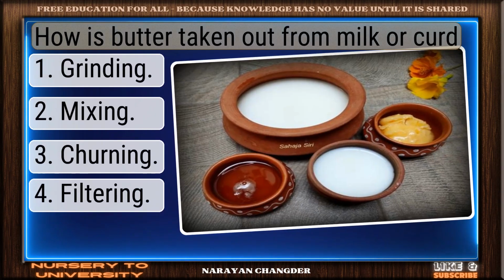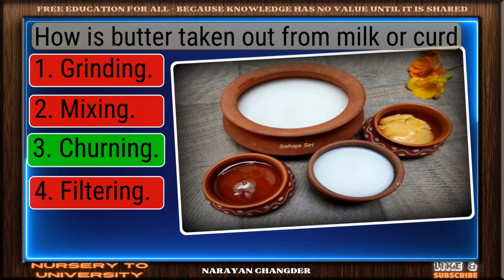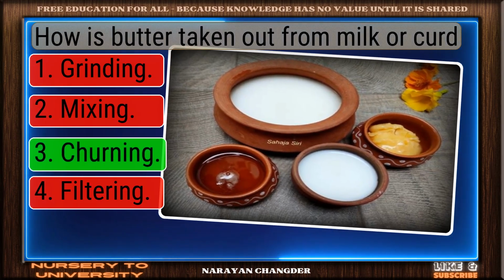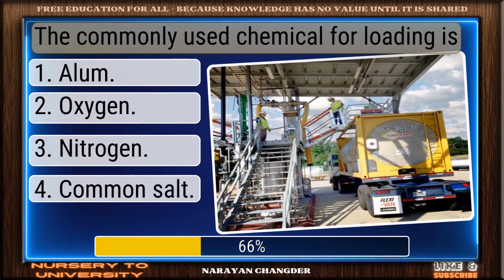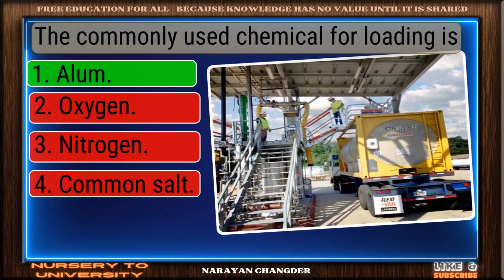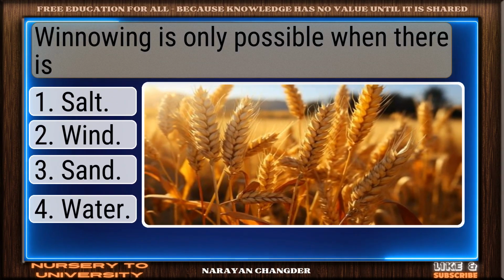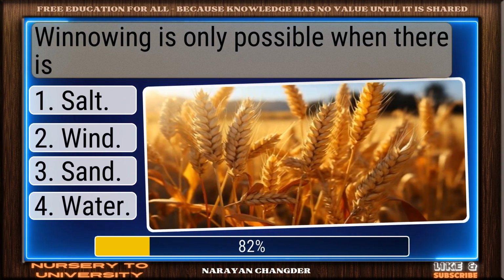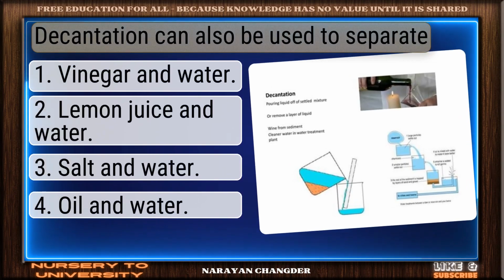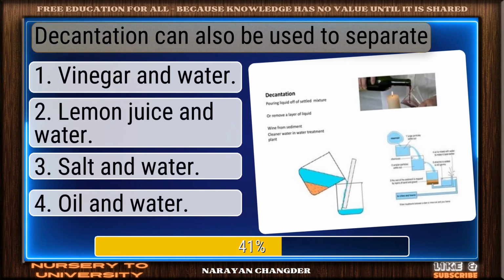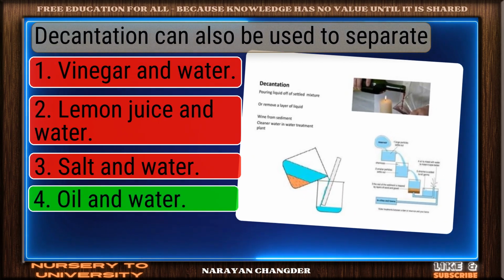How is butter taken out from milk or curd? Strong choice. Churning is the right answer. The commonly used chemical for loading is. Correct. Alum is the right answer. Winnowing is only possible when there is. Nicely done. Wind is a solid answer. Decantation can also be used to separate. Smart pick. Oil and water is the correct choice.